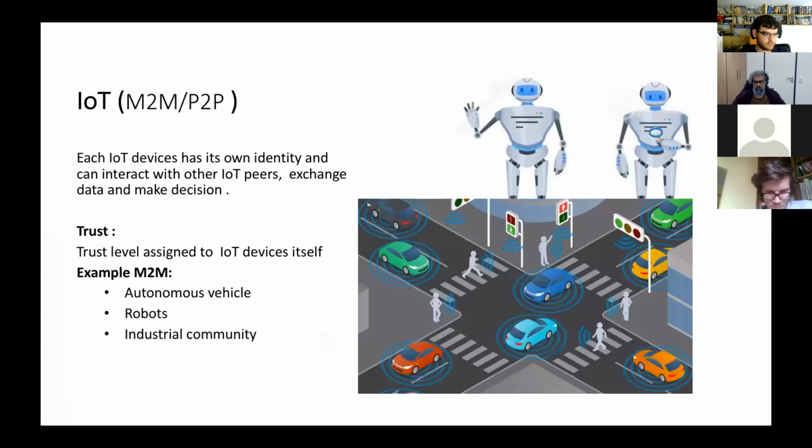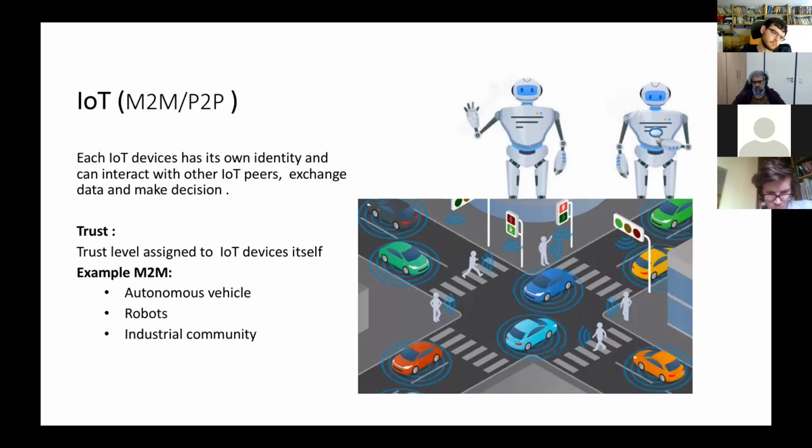In the first scenario, there are many examples, like autonomous vehicles, where a smart or driverless car can receive and interact with other cars without human interaction and can know about the status of the road, if there is an accident or anything else. Also, we can imagine robots in the industrial community that can directly interact with each other.